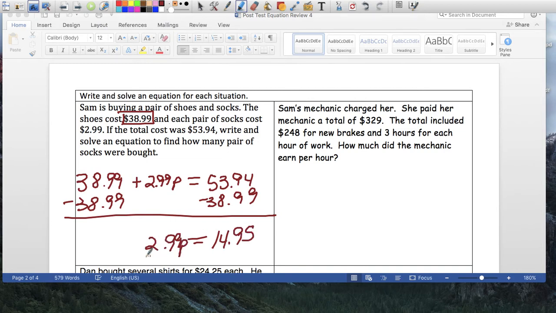$2.99 comes down. Divide both sides by $2.99. And P equals 5. So he bought 5 pairs of socks.